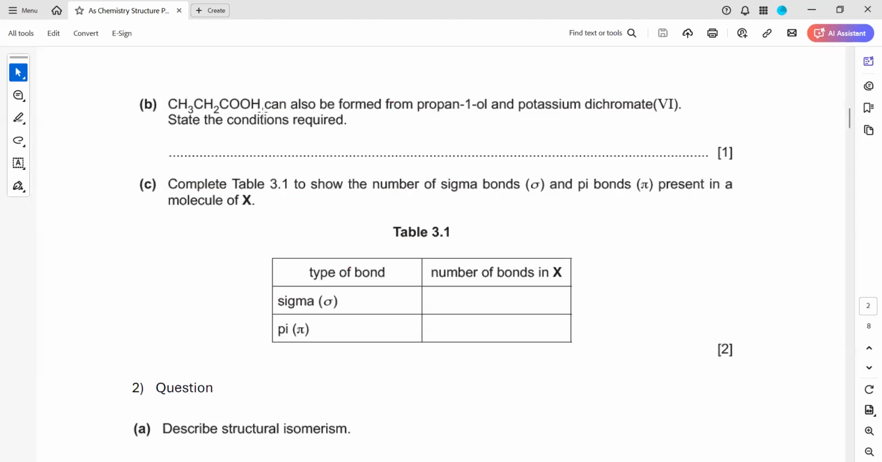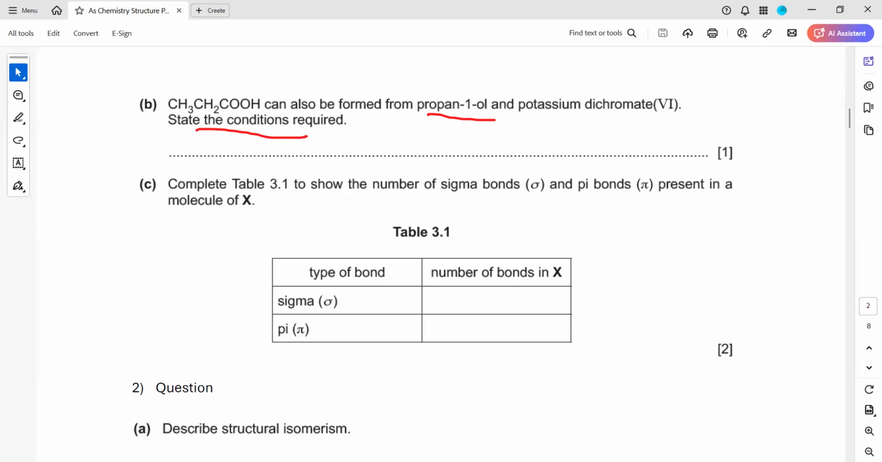In part B, the propanoic acid can also be formed from propan-1-ol and potassium dichromate. So the complete oxidation of a primary alcohol leads to the formation of a carboxylic acid. If it was a secondary alcohol, it will produce a ketone. But a primary alcohol will first be oxidized to an aldehyde and then the aldehyde will be oxidized to a carboxylic acid. So state the condition required, because we want a complete oxidation. If we want a complete oxidation, we should heat under reflux.